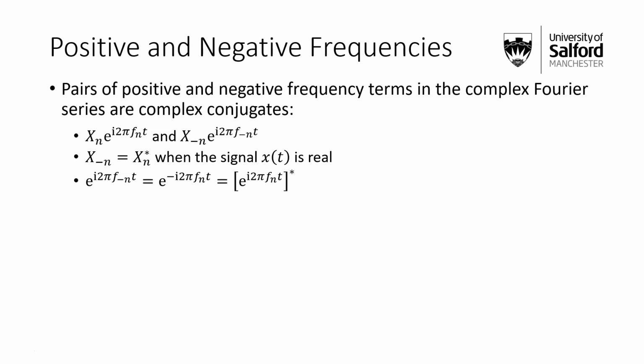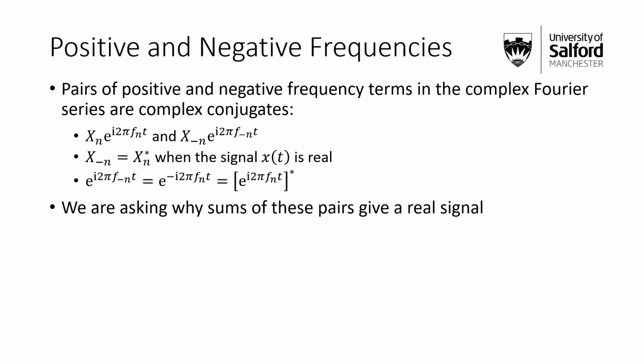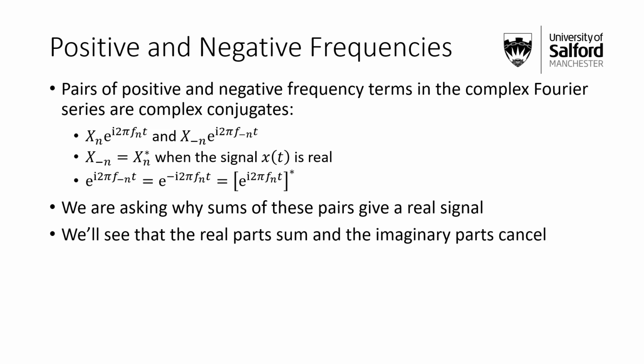And when you have two numbers that are complex conjugates and they are multiplied together with other complex conjugates, then the product is also a complex conjugate. So actually these whole pairs of terms at the top will be complex conjugates. The two signals of positive and negative frequencies that are complex will be complex conjugates. And we're asking why the sums of these pairs give a real signal. What we'll see is that the real parts sum and the imaginary parts cancel, as I was alluding to on the last slide. And this holds for complex numbers in general.